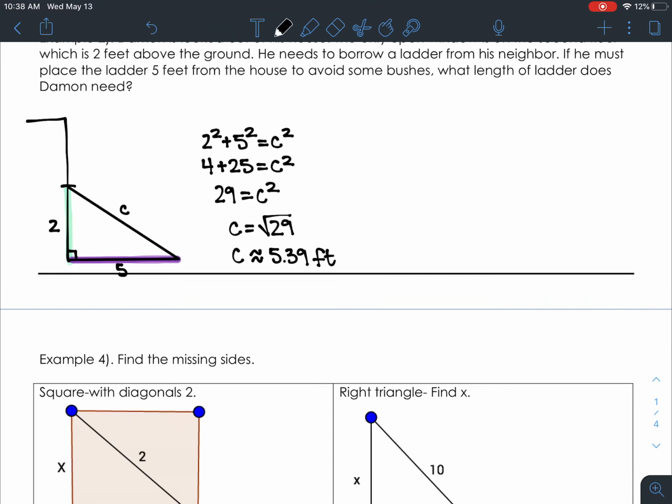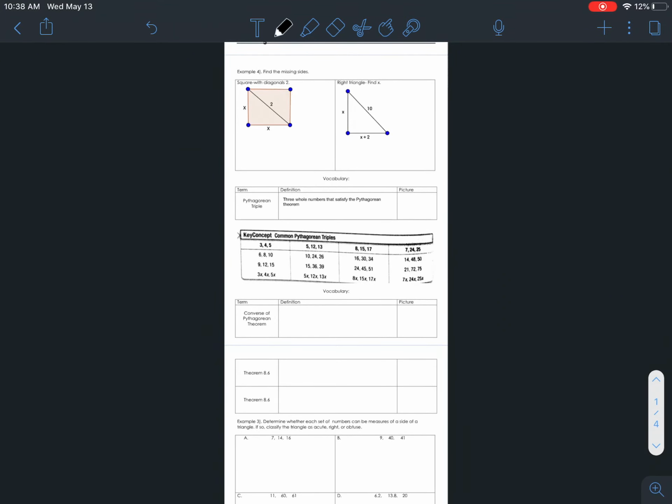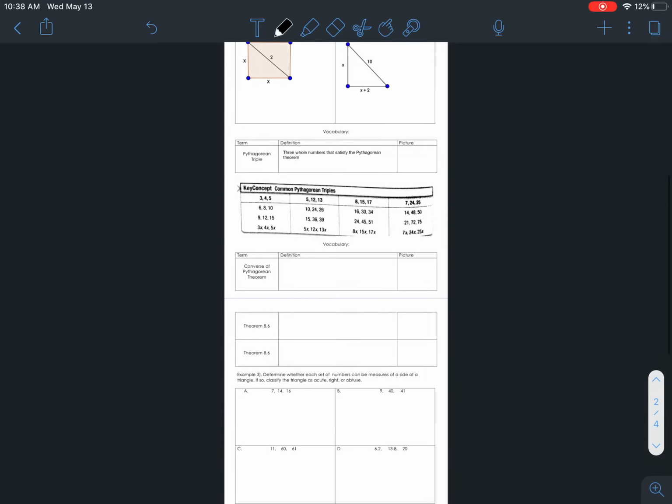All right, so I'm going to pause there. I'm going to come back and do a couple examples from example 4, and then finish up the notes.